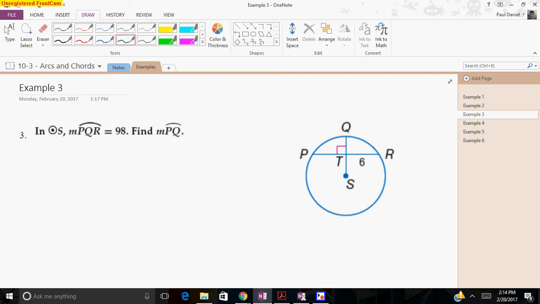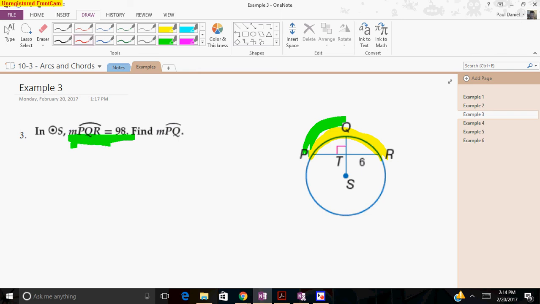Alright, next. We want to talk about the arc of PQR. That's kind of an interesting choice. They didn't have to say PQR, right? They could have just said PR, because that's just a minor arc. And they're giving us that value. They want us to find the measurement of the arc P to Q. So I just need to find the measurement of that little arc when I know the big arc.